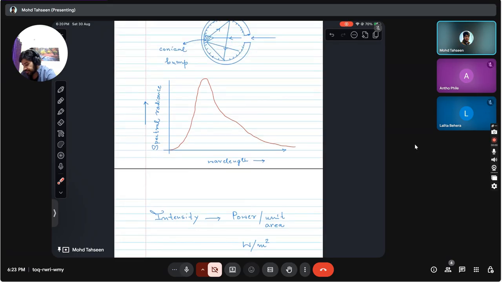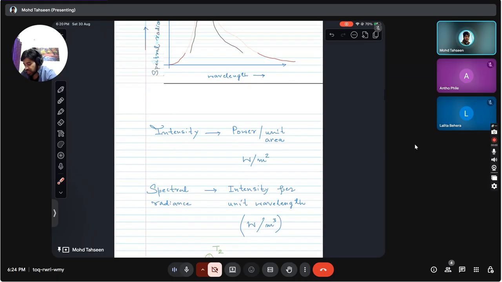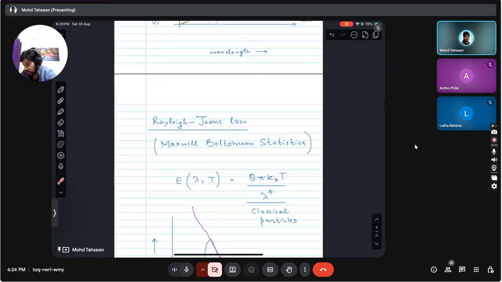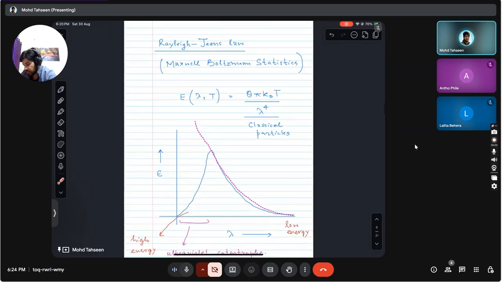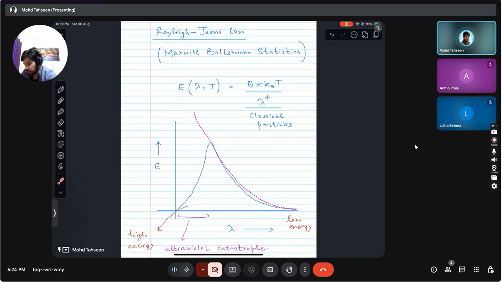So if we look at the plot, we see this kind of trend, which is shown by the line in red. And this is what's called the black body radiation phenomenon. And if we use Maxwell-Boltzmann statistics to understand this phenomenon, what we see is this dotted line in pink color. This is what is predicted by the Maxwell-Boltzmann statistics, and the law which predicts this distribution is called the Rayleigh-Jeans law, which is based on Maxwell-Boltzmann statistics.